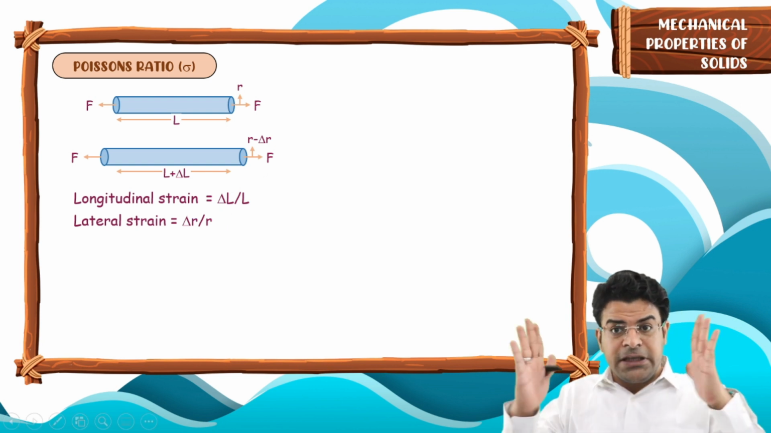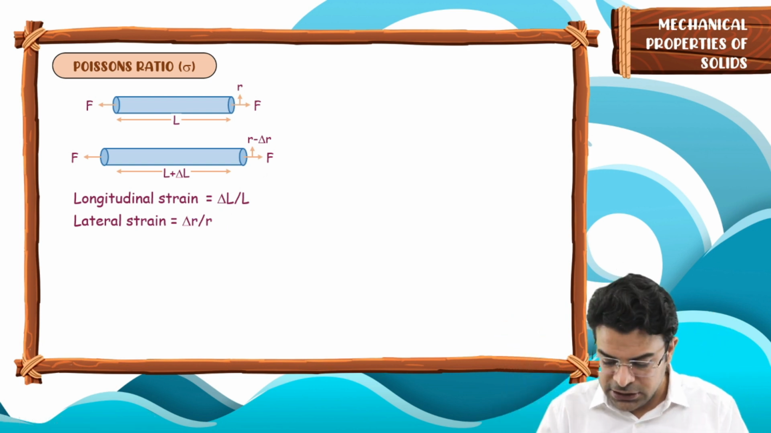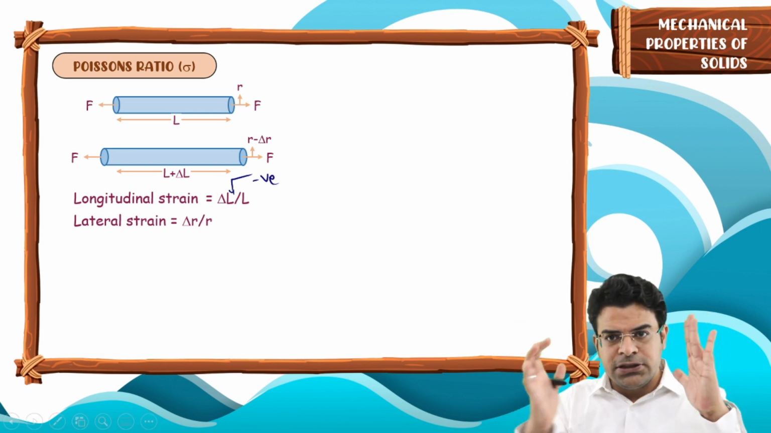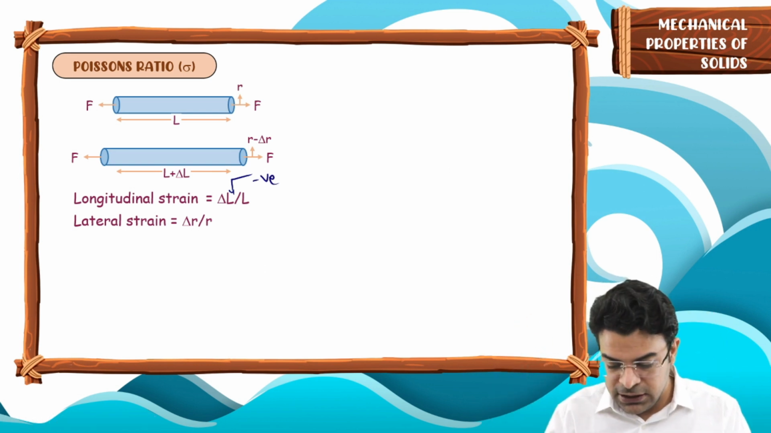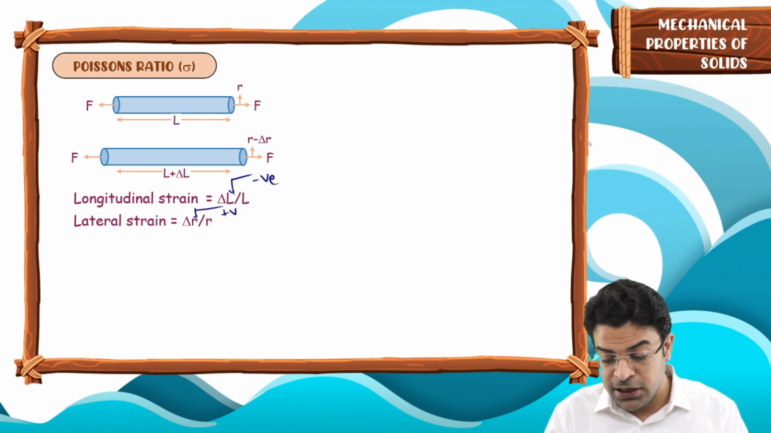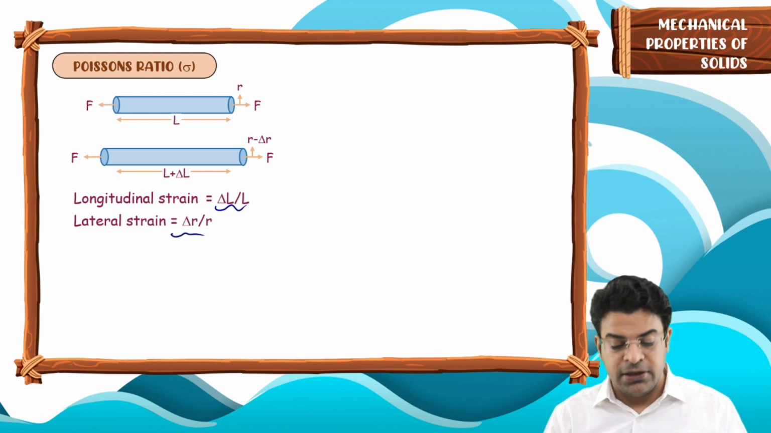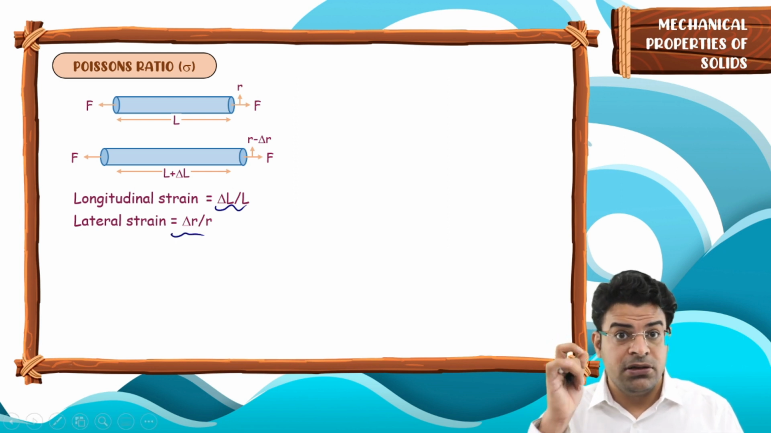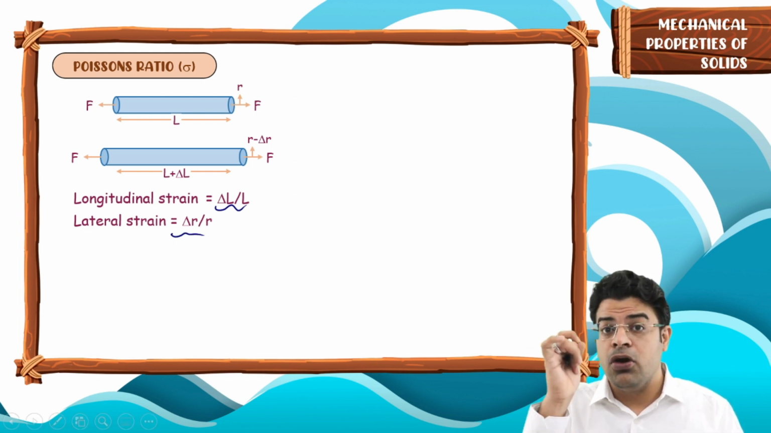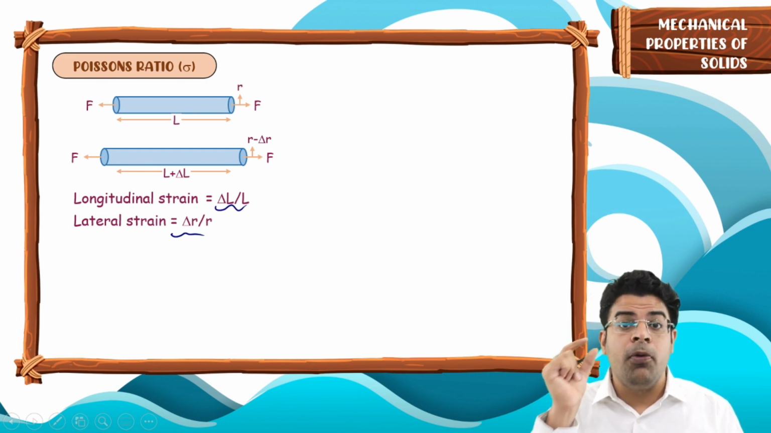And if you compress the rod, the length decreases, so delta L will be negative. And when you compress the rod, it becomes thicker, so the radius will increase and delta R will be positive. So the lateral strain and longitudinal strain have got opposite signs.